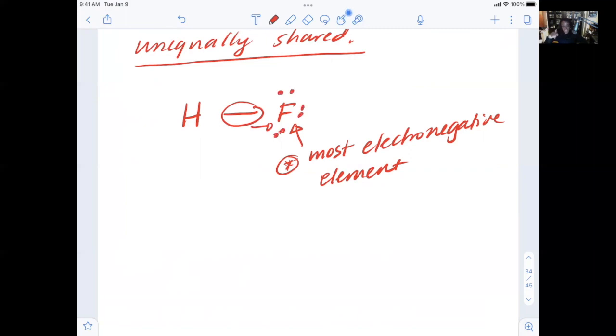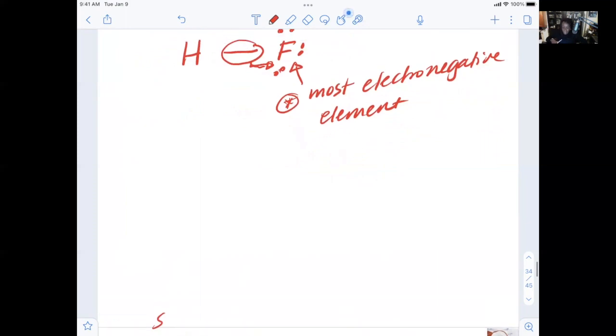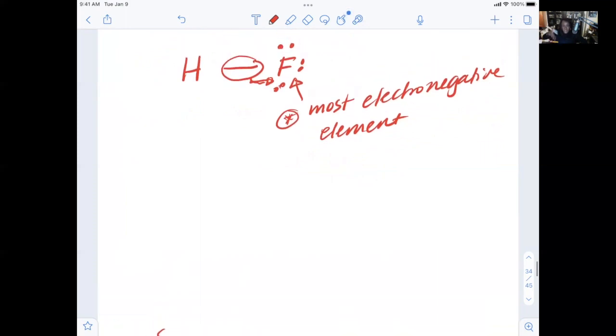Now they're talking about the shared electrons, not the lone pair electrons. These ones right here, they spend more time with the fluorine. Okay, so there's so many different explanations. The other way of looking at the same point here is to see that hydrogen as an atom is large and fluorine as an atom is really small, right?